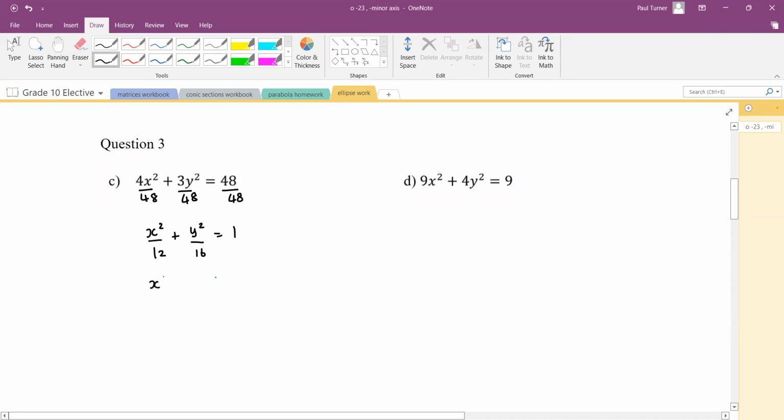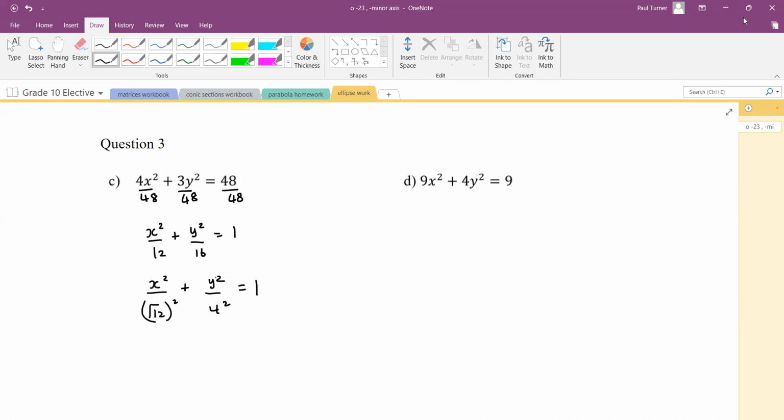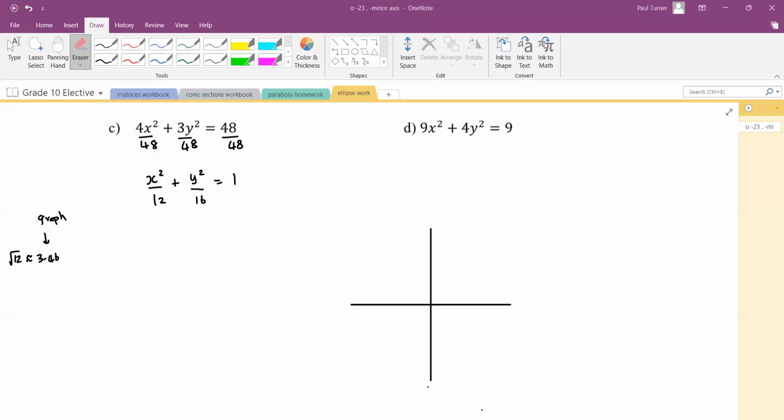So x squared on 12 is not a perfect square, so you're going to have to make that root 12 squared, which is the same as 12, isn't it? And then we've got y squared on 16, which is 4 squared, equals 1. So we have this form x squared on 12 plus y squared on 16 equals 1.